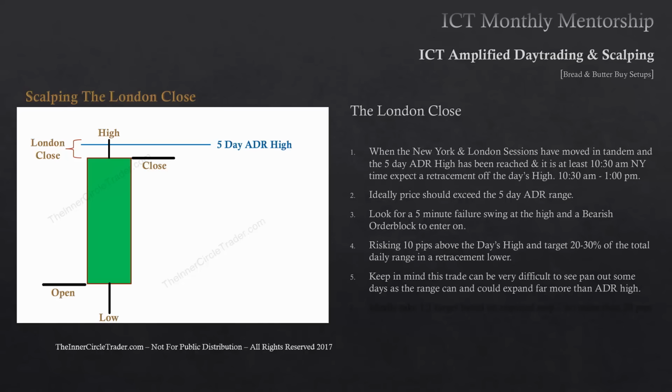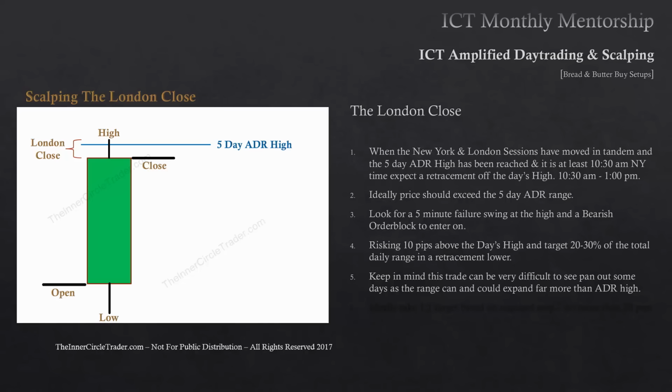Keep in mind this trade can be very difficult to see pan out some days, as the range can and could expand far more than the average daily range high. Remember, the average daily range is not a barrier. It's not a force field. It's not going to stop price. All we're doing is getting a calculation of what's the average expansion we've seen over the last 5 days. Well, if you're looking for a big move on the upside, wouldn't you really expect it to go beyond average daily range? And that's the problem.